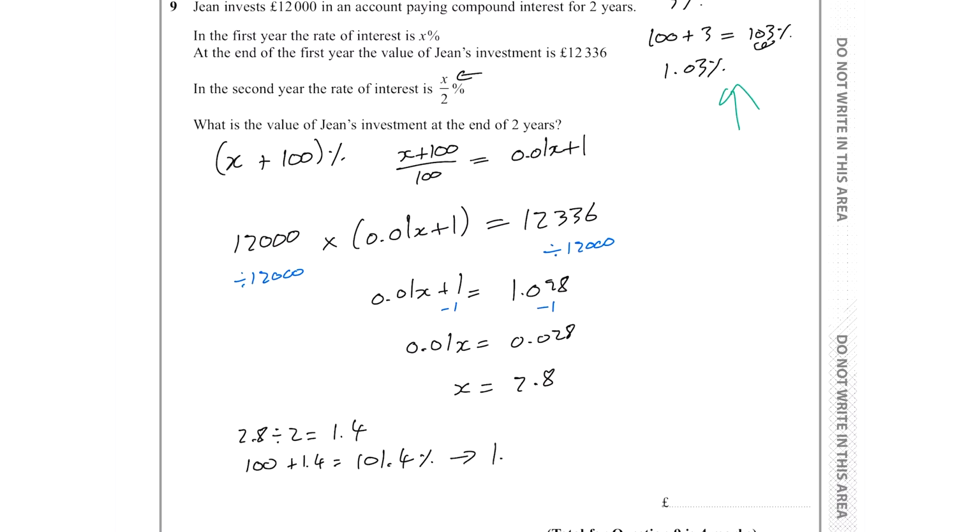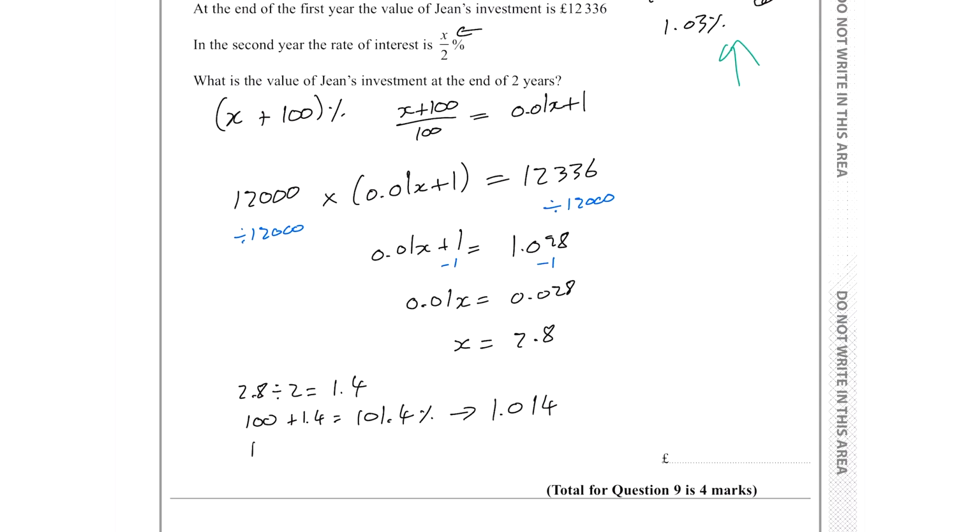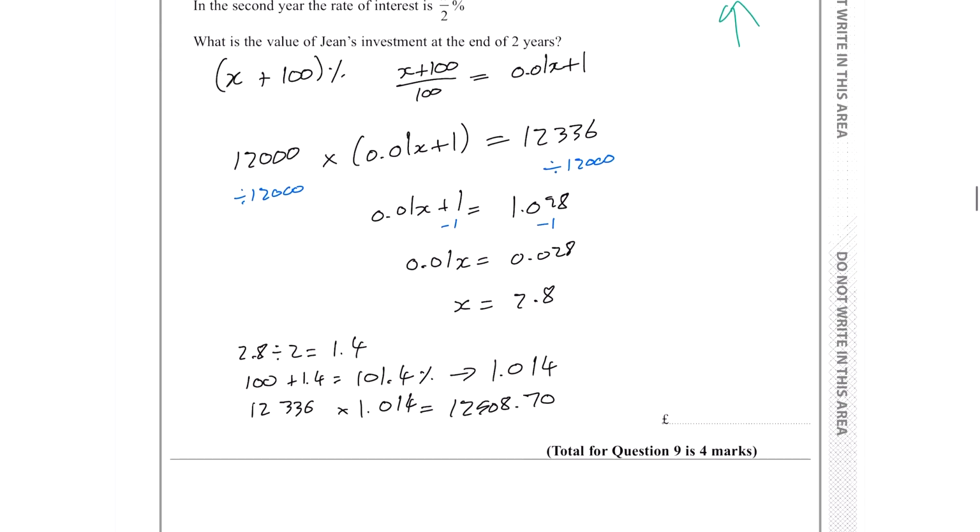And then as a decimal, that's 1.014. And then we can do the end of year 1, which is 12,336 times 1.014, which then becomes £12,508.70.